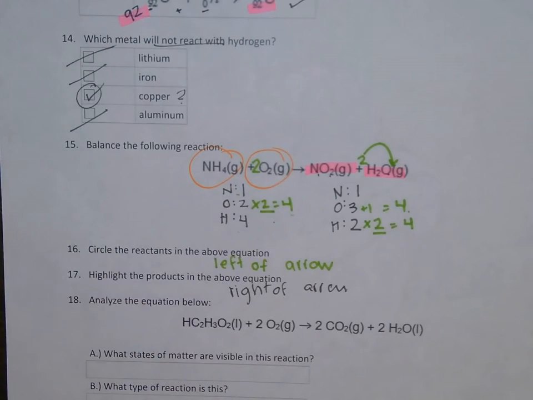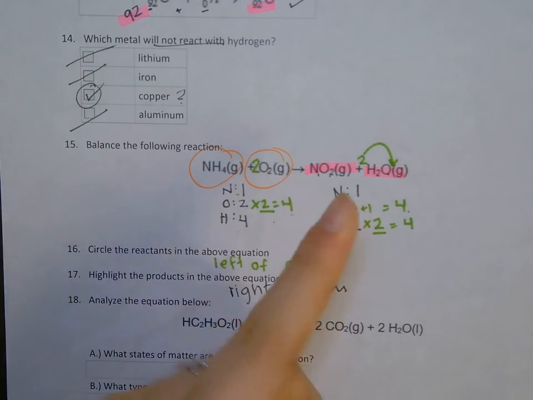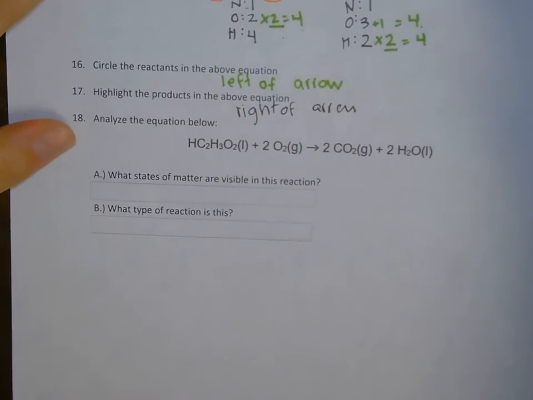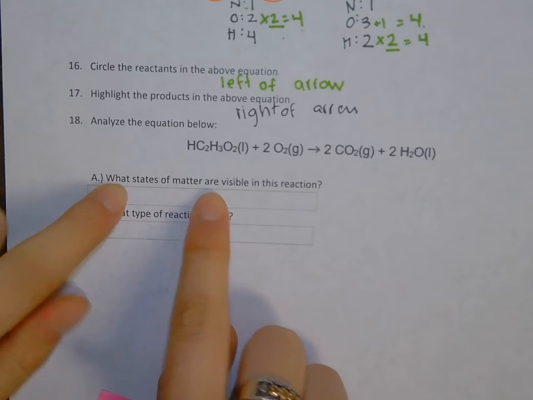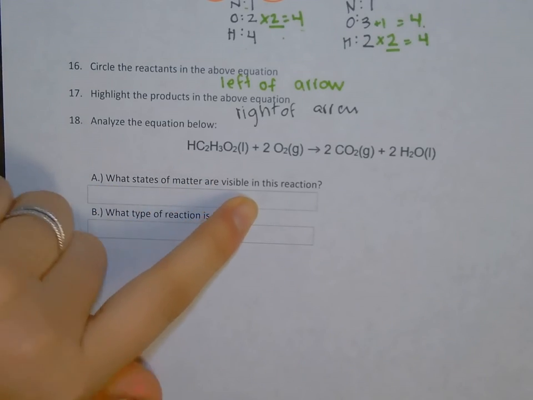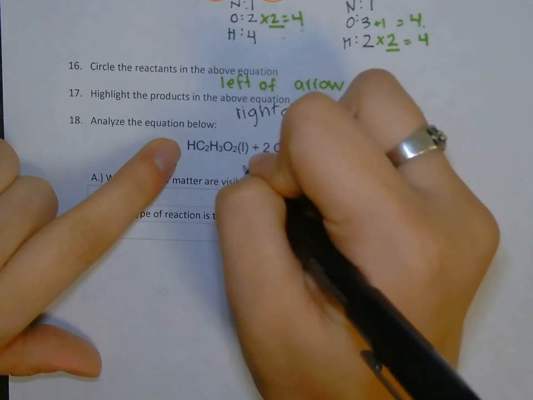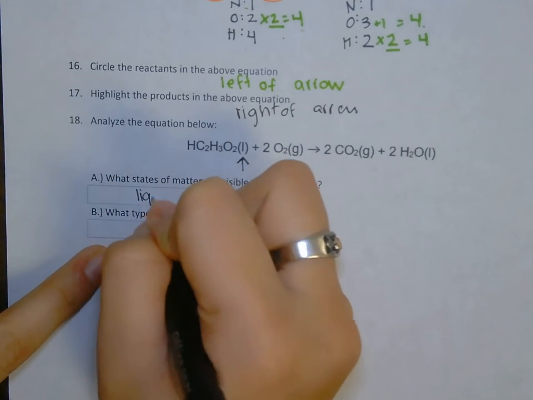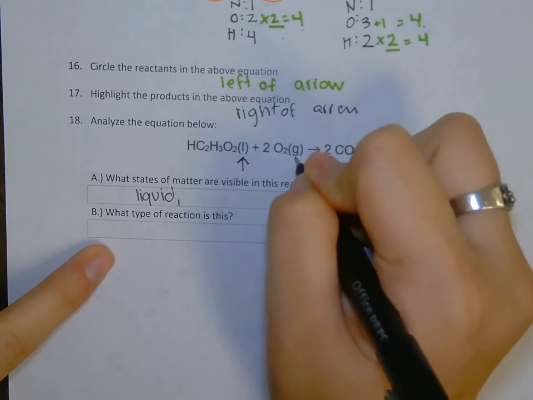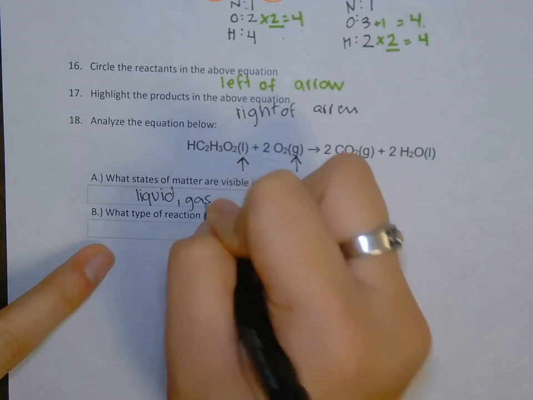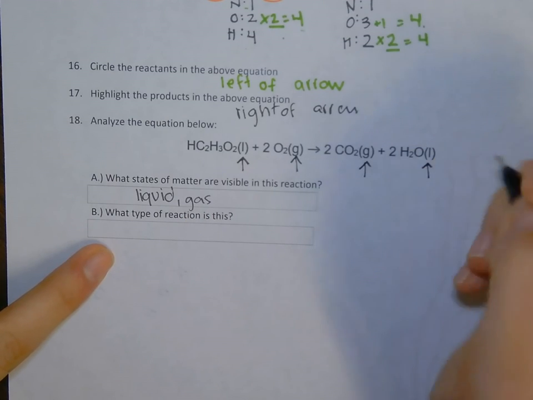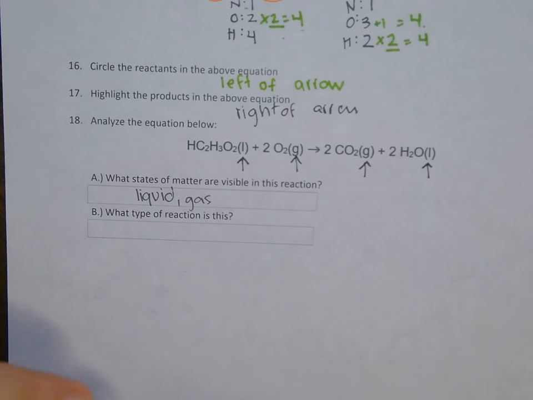Reactants, products. To the left of my arrow, reactants. To the right of my arrow, products. All right, almost done. Which states of matter are visible in this reaction? It's referring to this one. States of matter are the things in parentheses. I see an L there, that's liquid. I see a G here, that's gas. I see another G, gas, I already wrote it down. And I see another L, liquid, I already have it down. Boom, you're done.